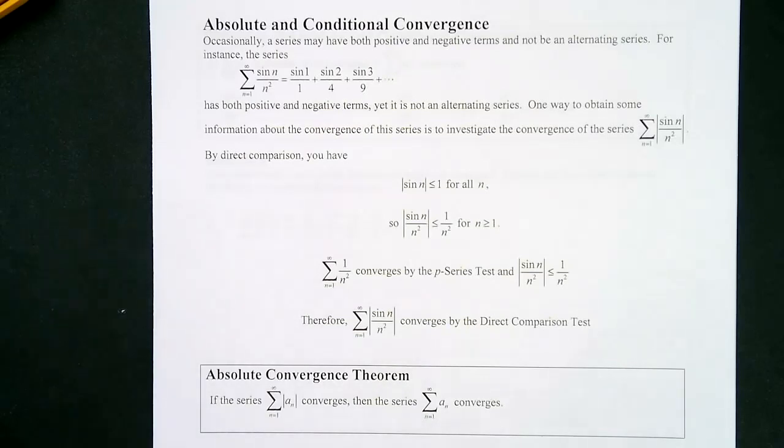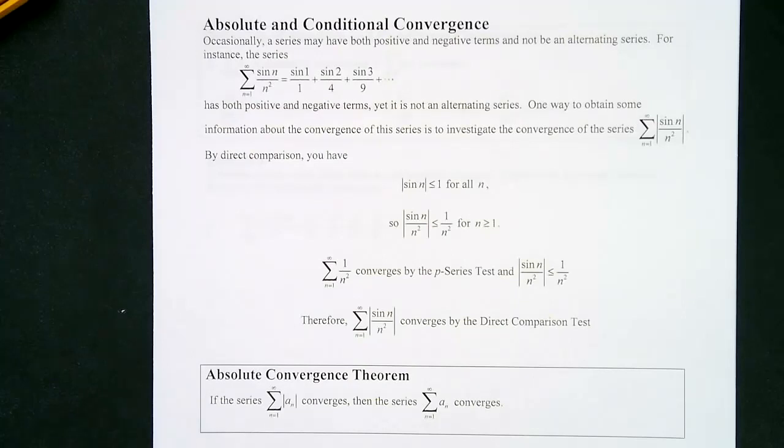All right, let's go to the next thing. So now we're going to move on to something different, and it's called absolute and conditional convergence. What happens is sometimes we have series dealing with positive and negative terms, but they're not alternating. Like you might have the first 3 positive and the next 5 negative, and then the next 4 positive and the next 2 negative. It could happen like that. So how do you determine the convergence of that?